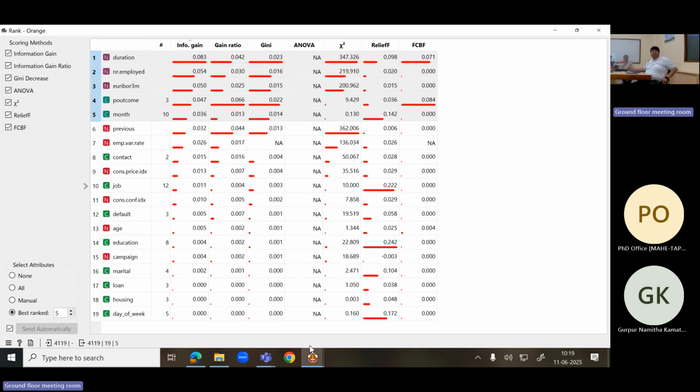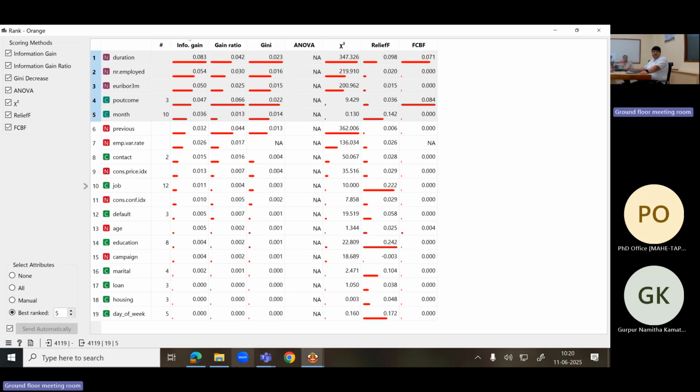Okay. Now, these are some of the scores. Now you can see duration is something across multiple scoring methods. You could see duration has something to do with the dependent variable. Yes, that means it seems to be a pretty good variable. But what does this duration mean here?